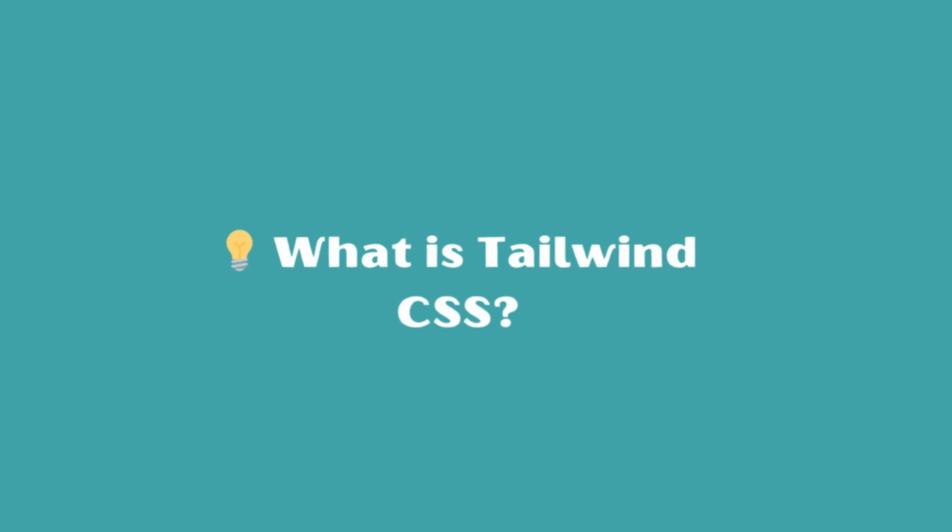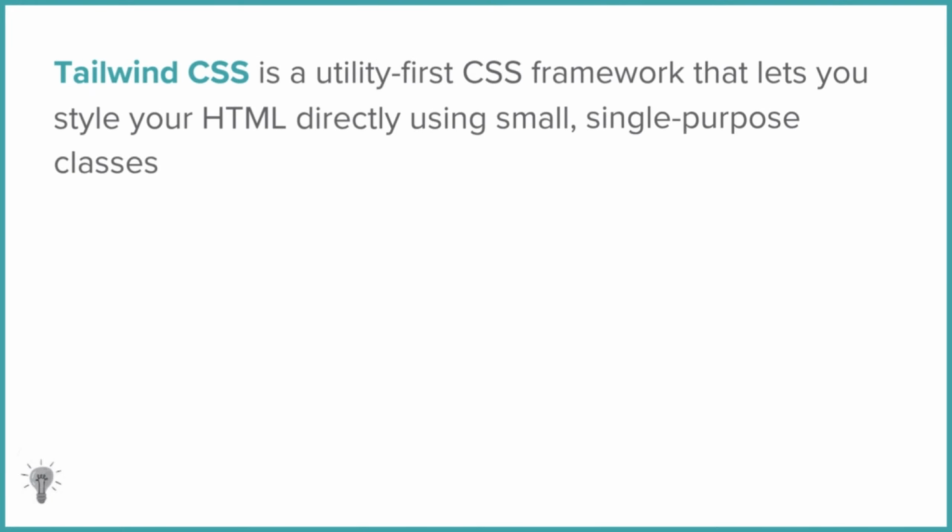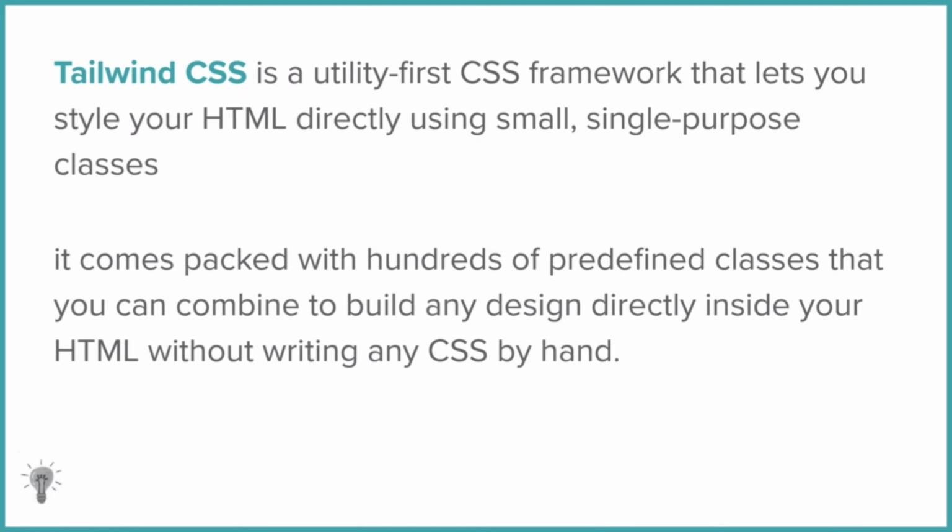What is Tailwind CSS? So what exactly is Tailwind CSS? Tailwind CSS is a utility-first CSS framework that lets you style your HTML directly using small, single-purpose classes. That means it comes packed with hundreds of predefined classes that you can combine to build any design directly inside your HTML without writing any CSS by hand. Basically, it helps you rapidly build modern websites without ever leaving your HTML.